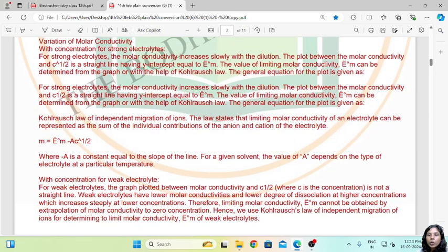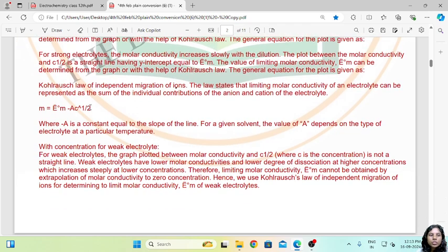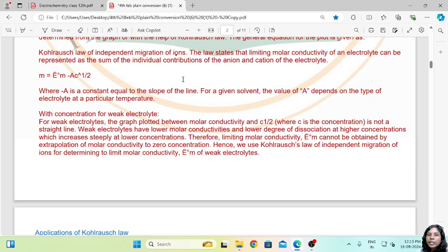The value of limiting molar conductivity, that is lambda naught m, can be determined from the graph or with the help of Kohlrausch's law. Now what is this Kohlrausch's law? Kohlrausch's law of independent migration of ions states that the limiting molar conductivity of any electrolyte can be represented as the sum of the individual contributions of the cations and the anions of the electrolyte.